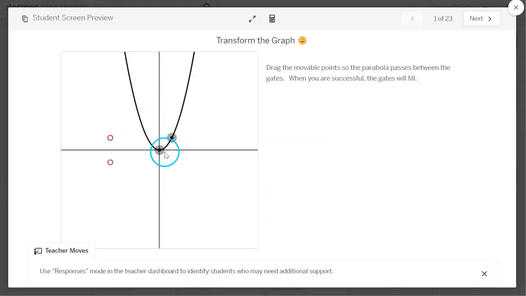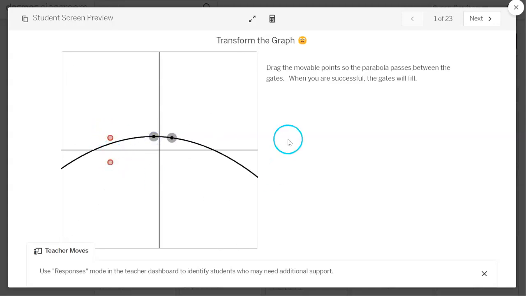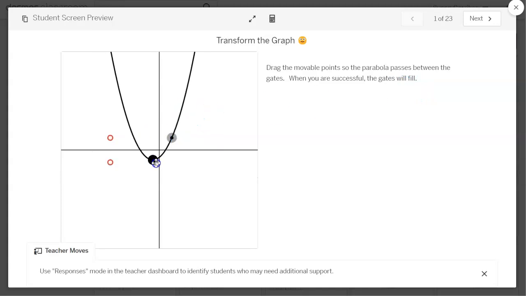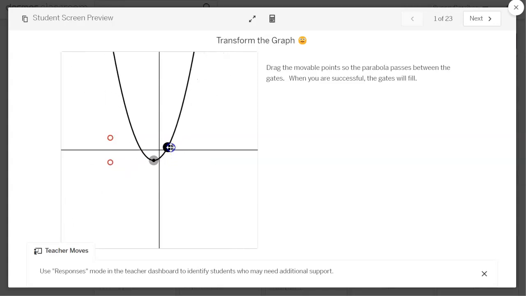On the first screen, they're simply going to move this until they can get the gates to fill in. So they'll drag the movable points so that the parabola passes between the gates. When you are successful, the gates will be filled. So there are multiple ways to do that because they can move this around different ways.